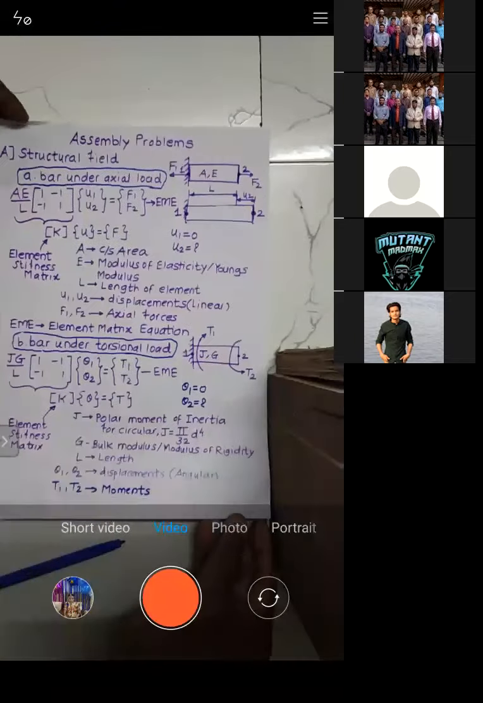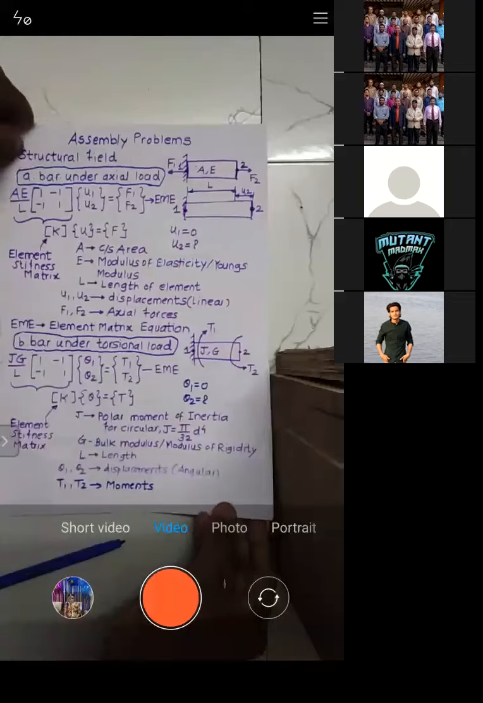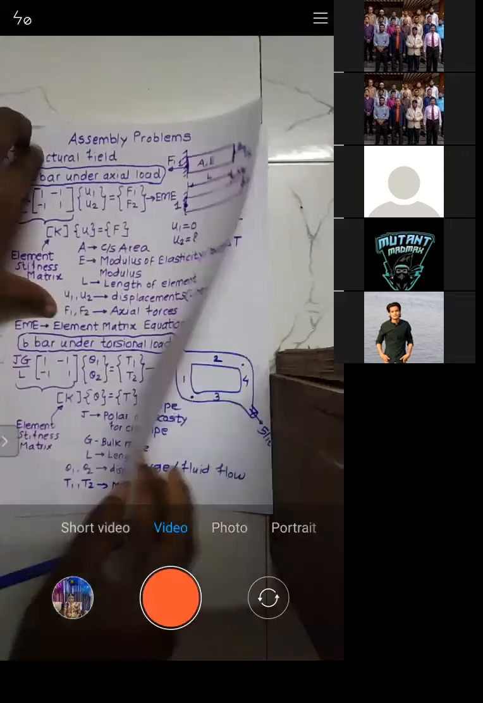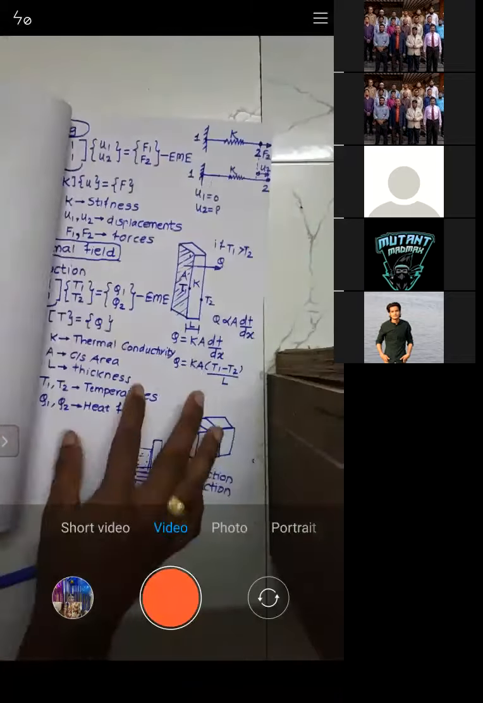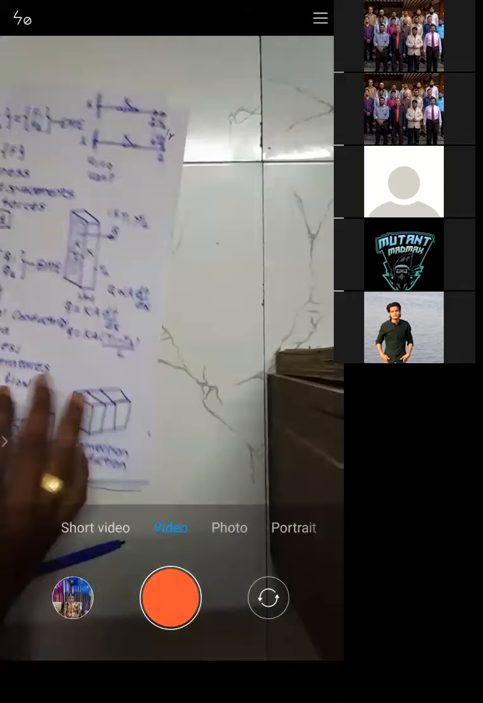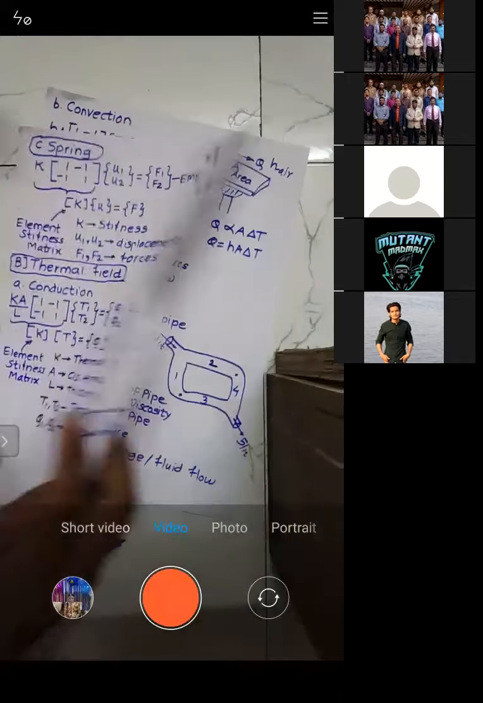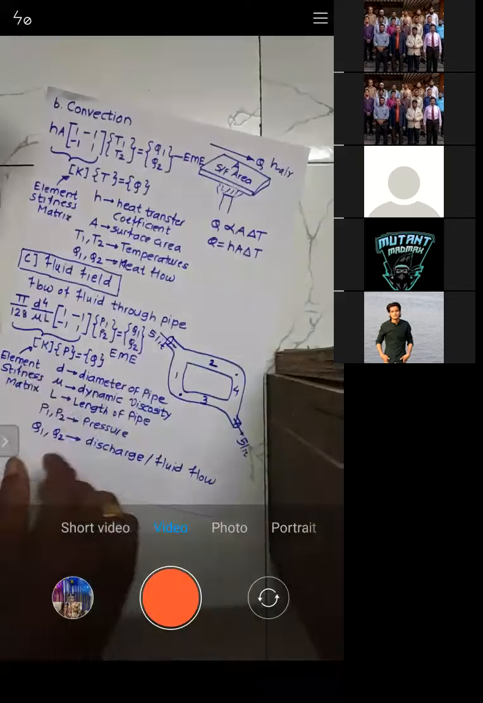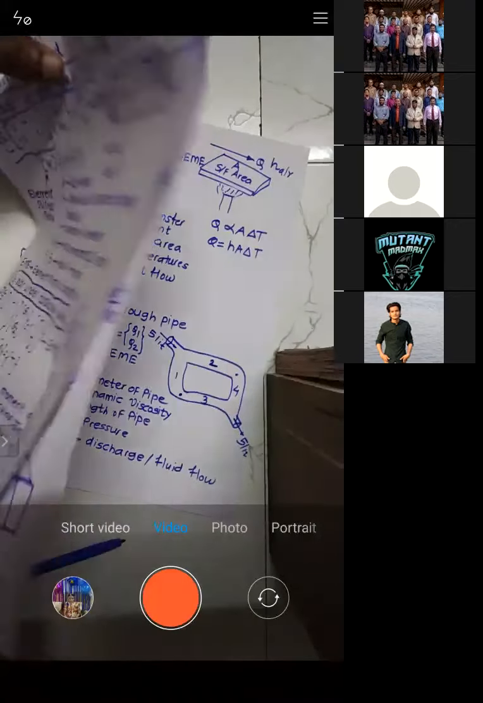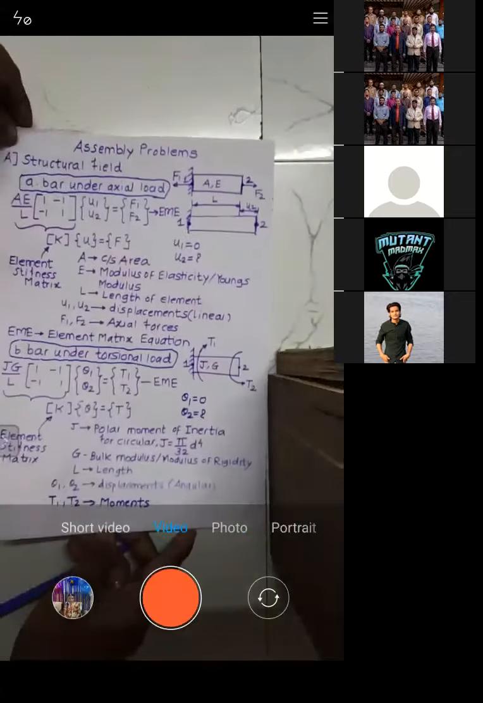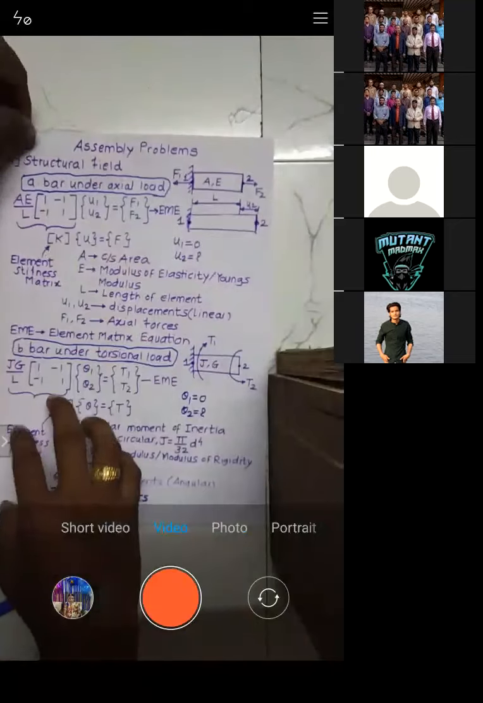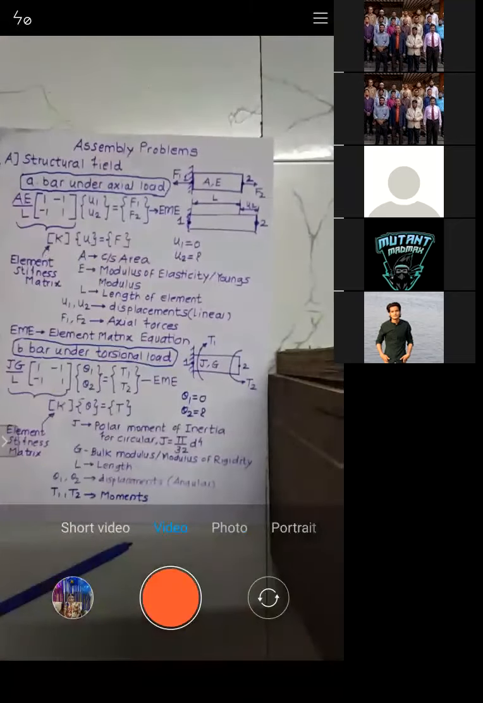Yeah, sure. We have seen the formulas for the structural field, in which we have seen the 3 cases. Then we went to the thermal field, where we have seen 2 cases, conduction and convection, and after that we have seen the fluid field, where we have seen one case. So in the next lecture we are going to start directly with problems on all those fields. We will conclude with today's section, and in the next session we're going to start with the problems.